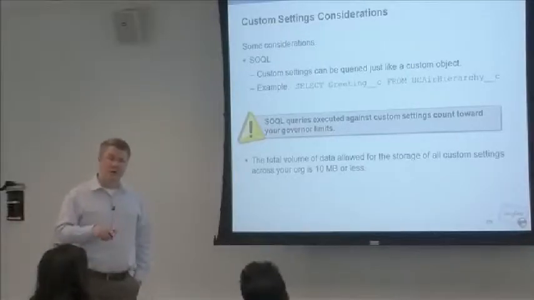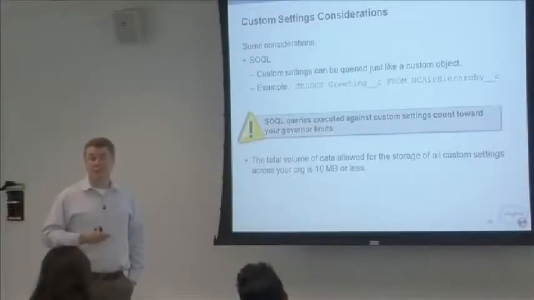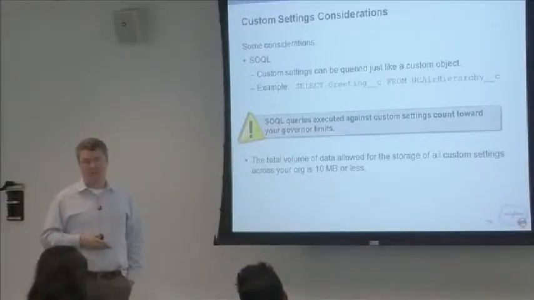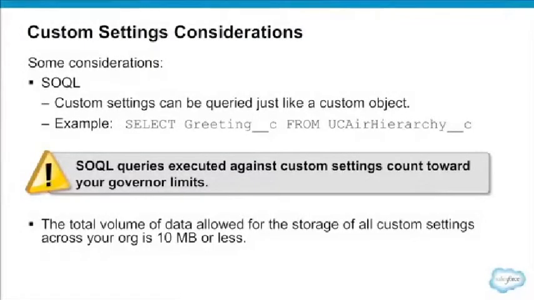If I want to create or modify a custom setting programmatically, just use DML. If you want to create a new one, instantiate it, insert it. Once again, understand you've just used up a DML operation inside of your code. So custom settings programmatically are both read and write, but when you write them, you're using up your DML operations. Okay?